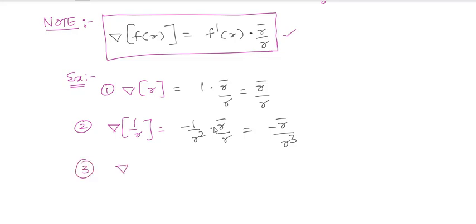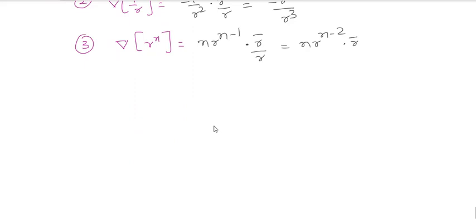Can you tell me what is your del of r power n? These are some of the previous questions. Directly you can do it with this result. So what is del of r power n? The differentiation is n into r to the power of n minus 1 into r bar by r. If you simplify this, you will have n into r power n minus 2 into r bar. So these are direct questions. Is my point clear?